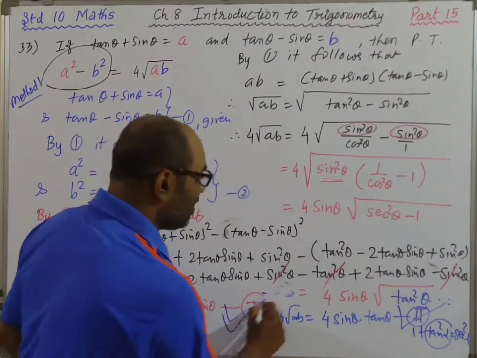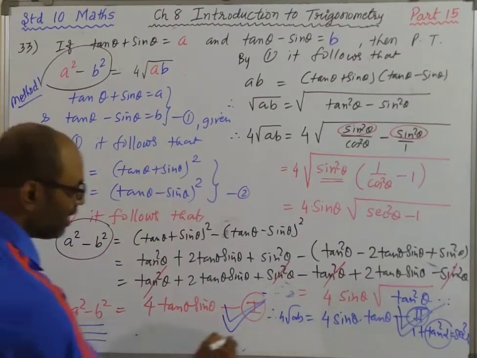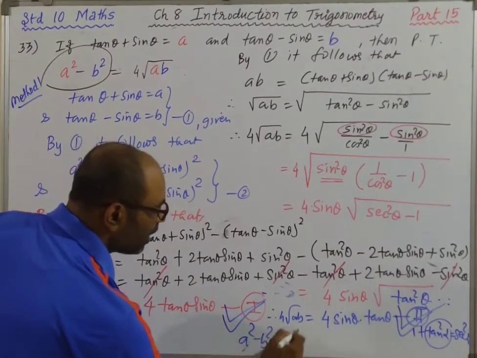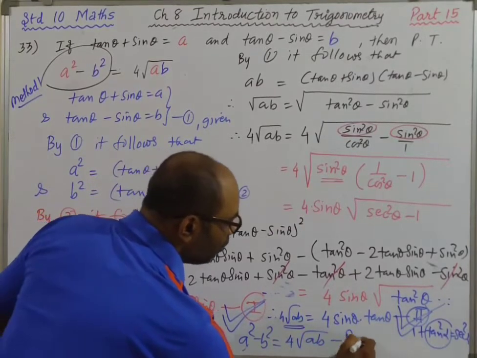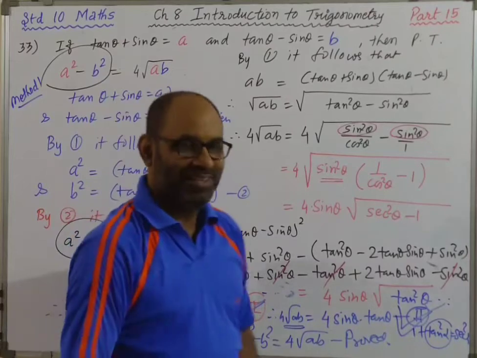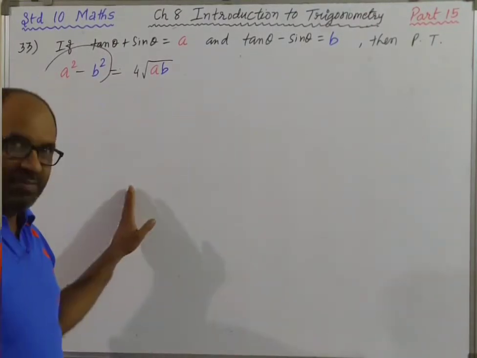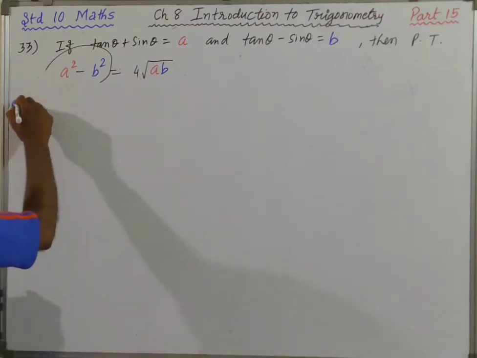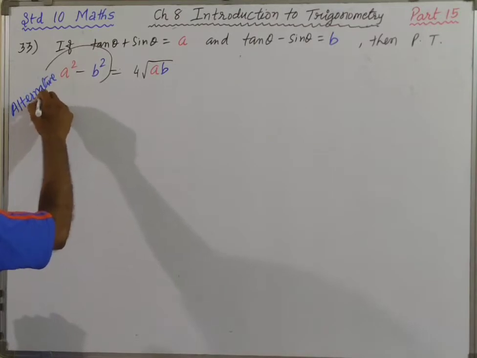By first and second, it follows that a square minus b square is equal to 4 into root ab. True. Understood? Now can we go for the second method? Ready for the next method? So this is going to be an alternative method.